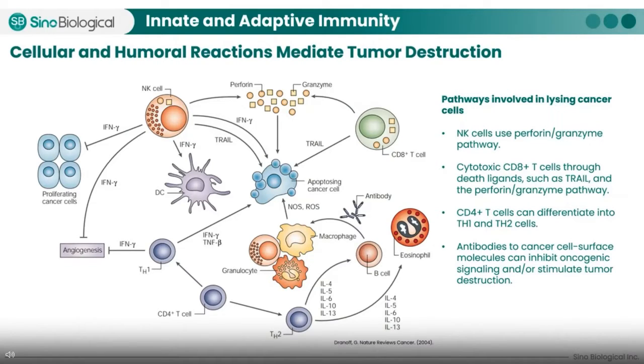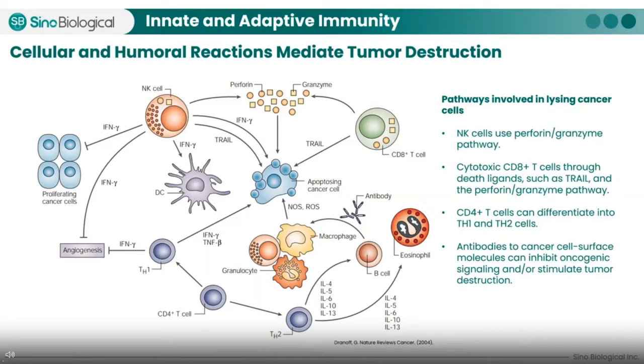CD4 plus T cells can differentiate into helper T cells, Th1 cells that secrete interferon gamma and TNF beta, or T helper cells 2 that secrete IL-4, 5, 6, 10, and 13. These cytokines enhance eosinophil function and increase antibody production by B cells. Now, antibodies to cancer cell surface molecules can inhibit oncogenic signaling and/or stimulate tumor destruction through engaging Fc receptors on macrophages, granulocytes, and NK cells.